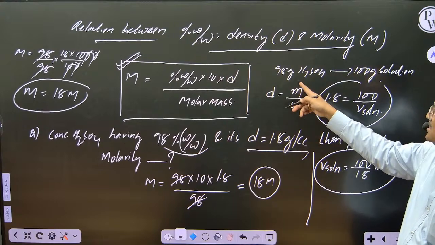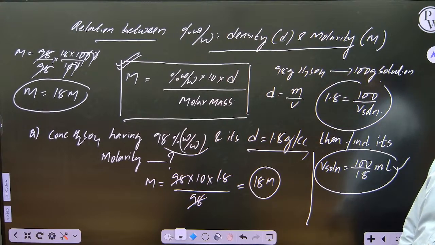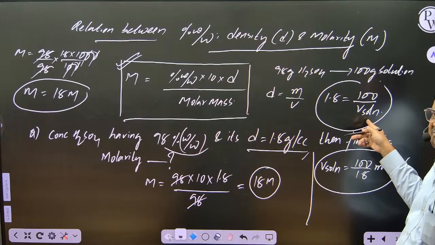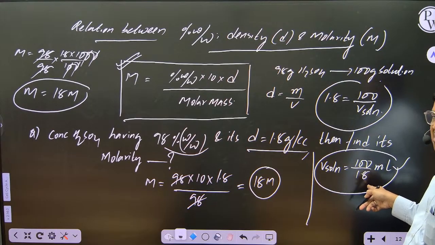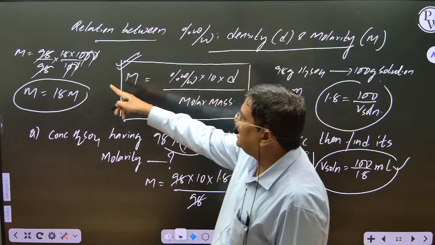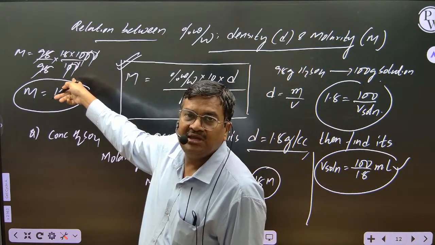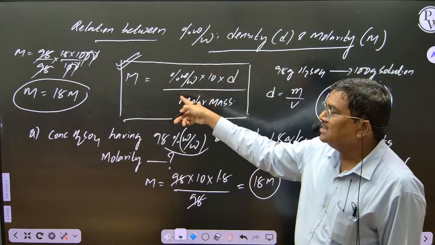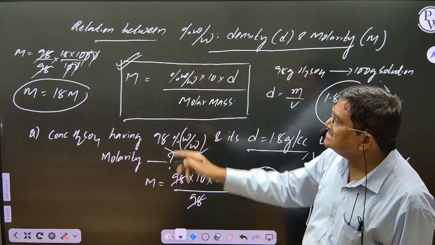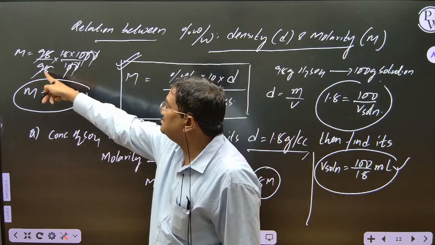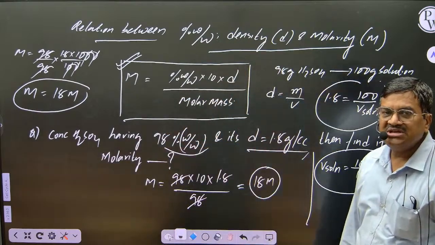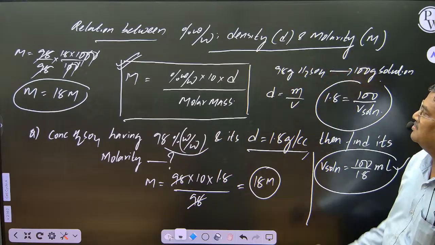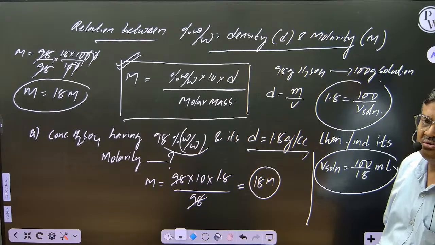Getting it conceptually here: 98 grams is present in 100 grams, mass percentage. Density is given, and the volume of solution we found here. Volume is coming how much? 100 upon 1.8. So this 1.8 goes to numerator. I am converting into liter, 1000 goes to numerator. Two zeros got cancelled. The same relation, see: mass percentage into 10 into density by molar mass. Answer comes the same, no? So this is the relation between molarity, density, mass percentage and molar mass. So we conclude here. Copy this.